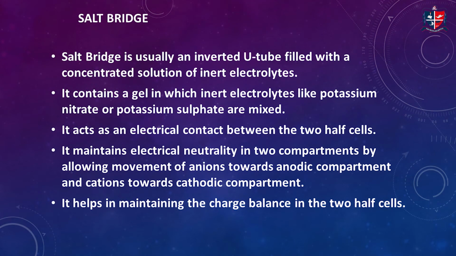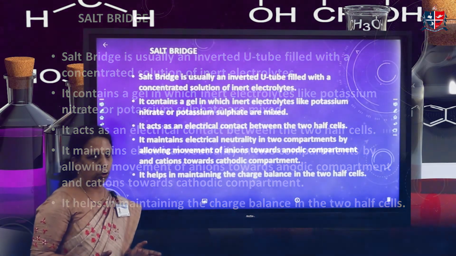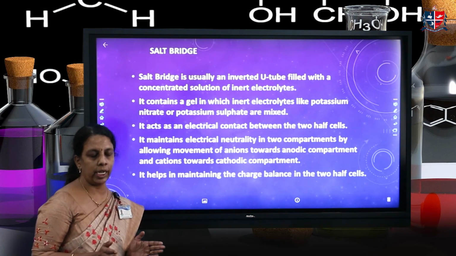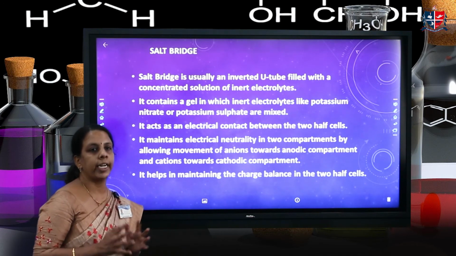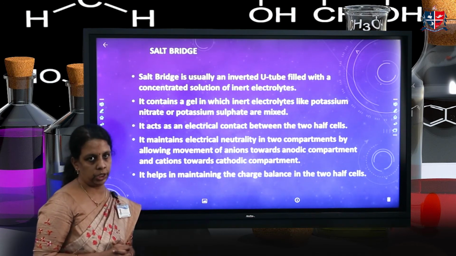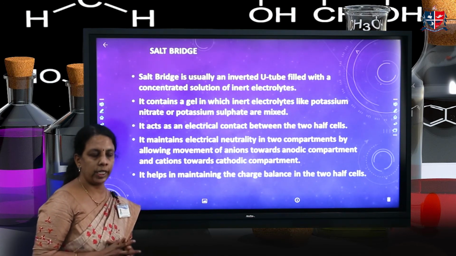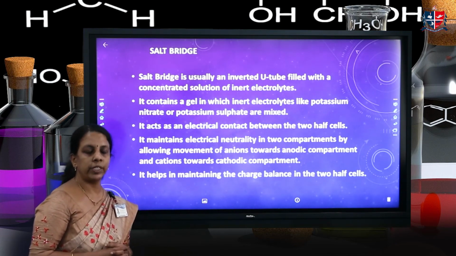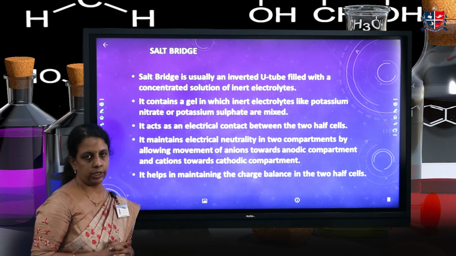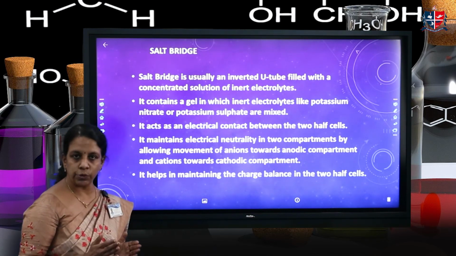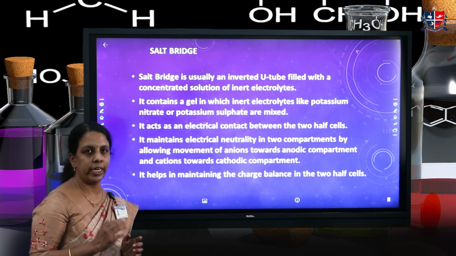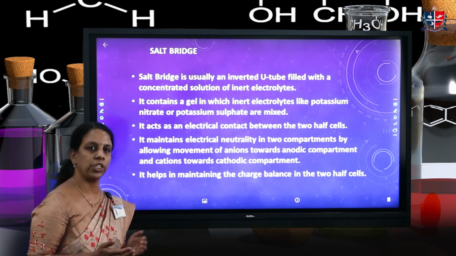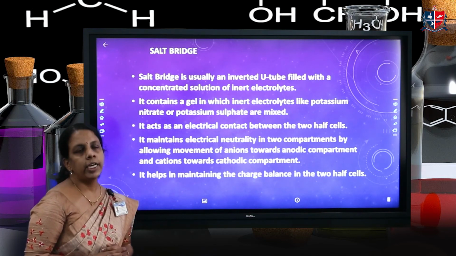Now we come to the function of a salt bridge. We already said that the two solutions of a galvanic cell or a Daniell cell are connected by a salt bridge. A salt bridge is a U-shaped glass tube filled with a solution of an inert electrolyte. The electrolyte will be mixed with a gel and it is filled in the U-tube and it is kept inverted.